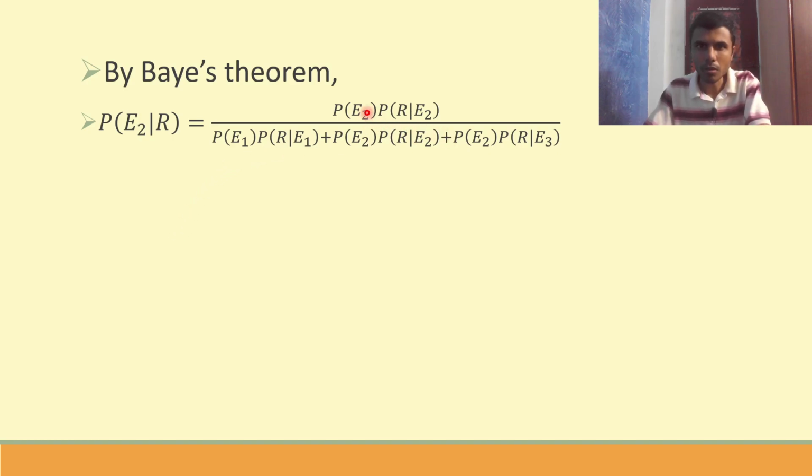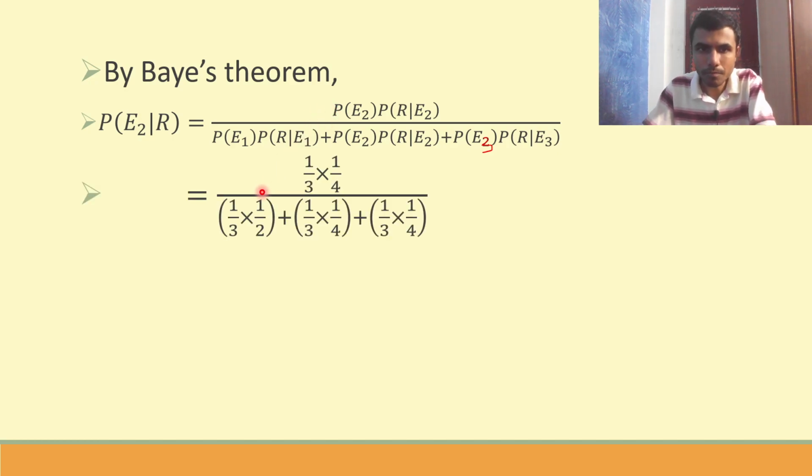Okay. Now everything we know, P of E2, these things we got in the previous slide. P of E1, P of E2, P of E3. I made a typing mistake. A similar thing happened in the previous video also. Fine. So now P of E1, P of E2, P of E3 are 1 by 3, 1 by 3 and 1 by 3. So 1 by 3 into 1 by 4 by 1 by 3 into 1 by 2. I just substituted whatever we got in the previous slides.